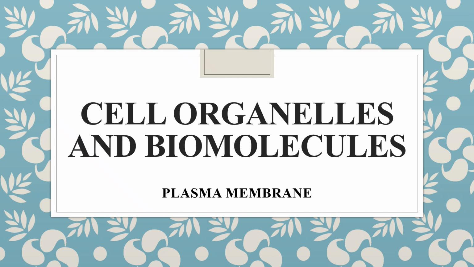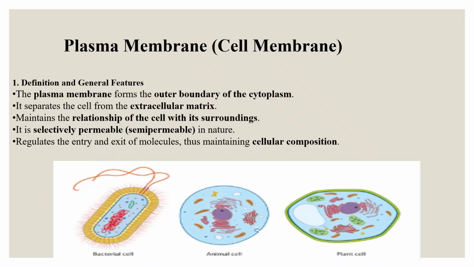This is the second unit, cell organelles and biomolecules, and today we are going to study about the plasma membrane. Plasma membrane is also called the cell membrane. The plasma membrane forms the outer boundary of the cytoplasm.